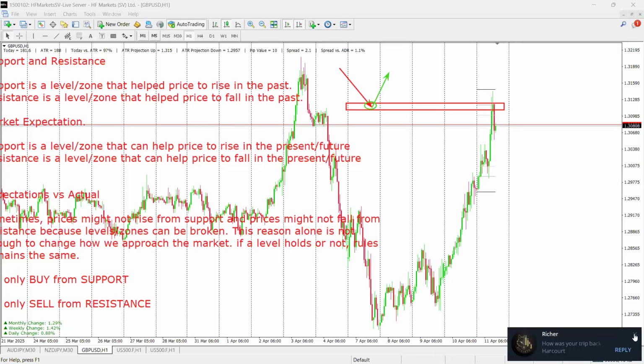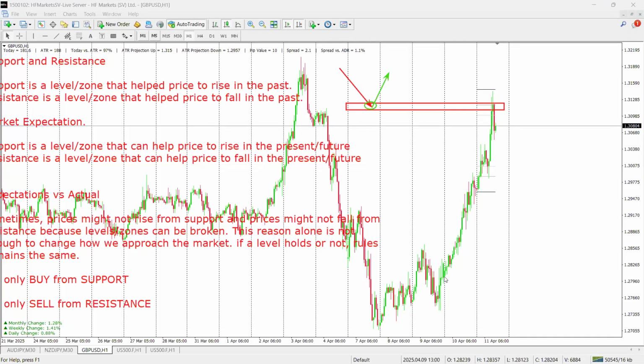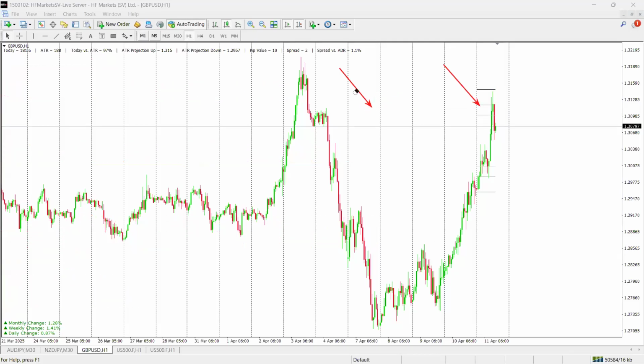As long as this has happened, if prices decide to come back again in the present, we all understand that the same action that took place in the past, we're expected to repeat it. So the action of the past determines if a level is going to be supported in the present. That's the first one. The next one is resistance.